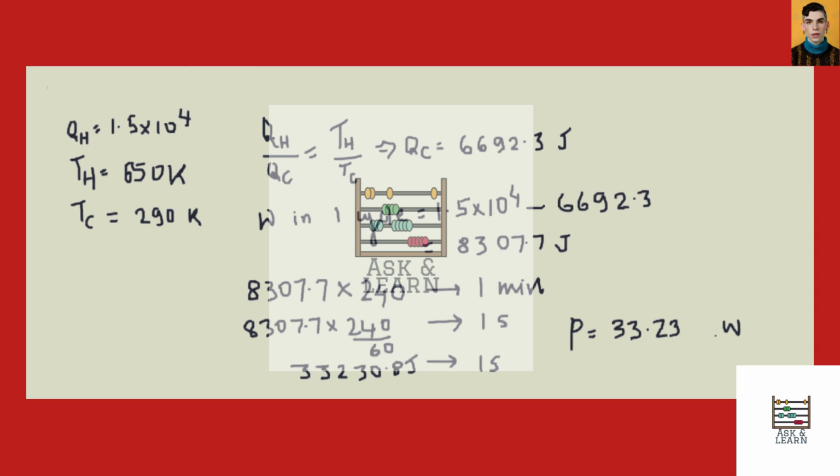Now the question asks us to find the power in the unit of horsepower. We use the relation between kilowatt and horsepower: 1 kilowatt is equal to 1.34 horsepower. So just substitute, multiply this by 1.34: 33.23 into 1.34 HP. This will give us 44.5 horsepower.